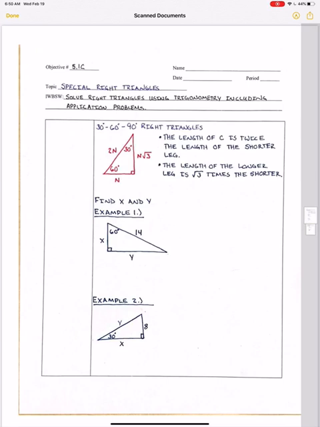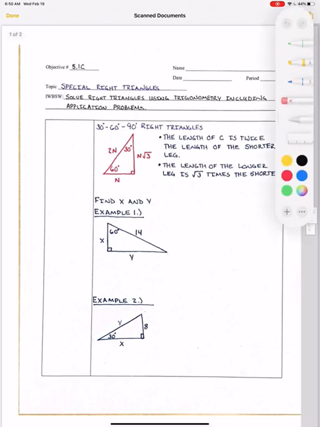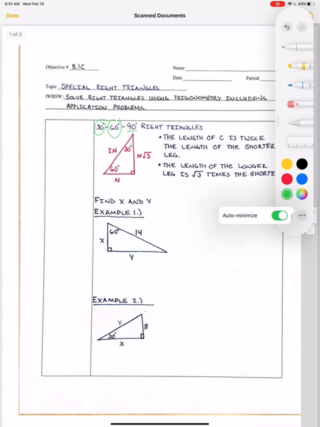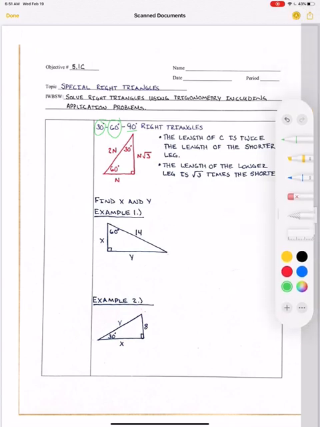When you see a triangle that has either 30 degrees or 60 degrees in it, and it's obviously a right triangle, then you know it's going to follow this set of rules. A 30, 60, 90 degree right triangle has different relationships with each of the sides.